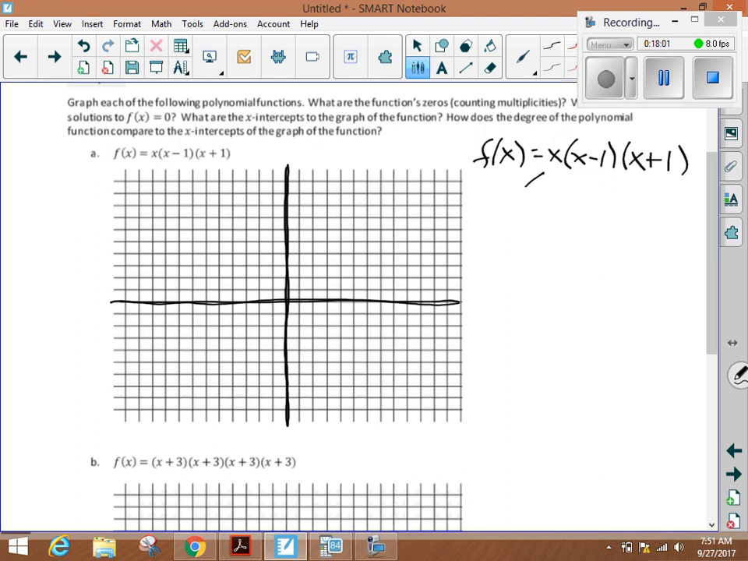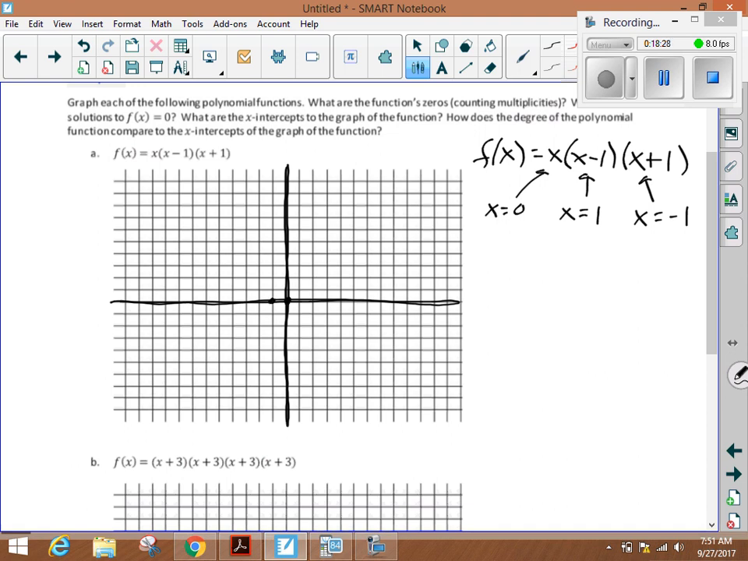So I know that x equals 0 is one of my solutions. Also, because of this one, I know that x equals 1 is a 0. I'm sorry, an x-intercept, right? And right here, I know that x equals -1 is also going to be one of my zeros. So I'm going to go ahead and put those points on my graph.